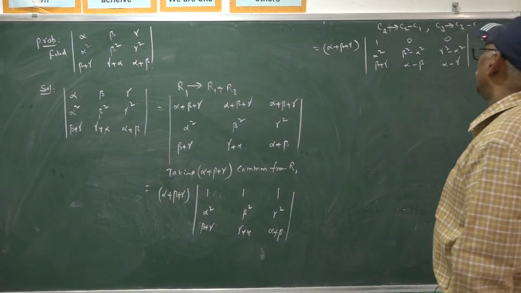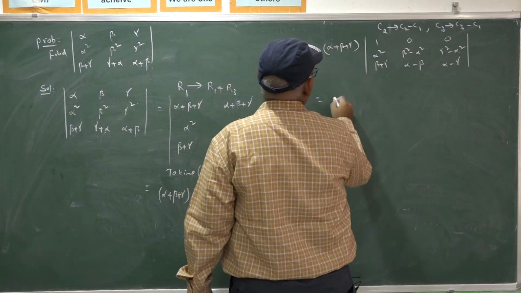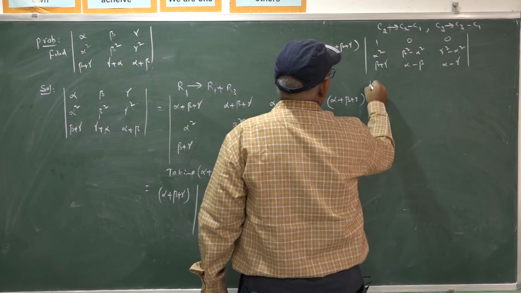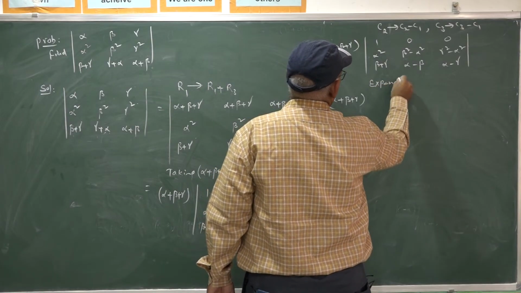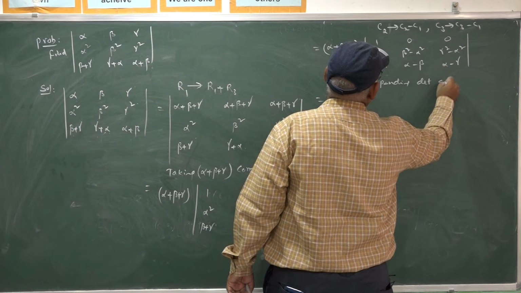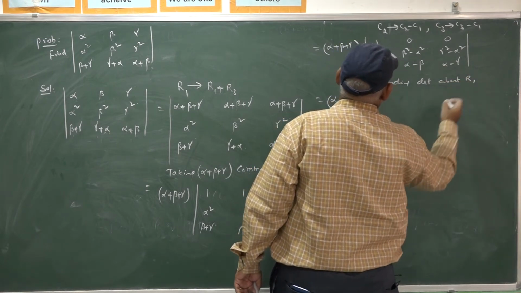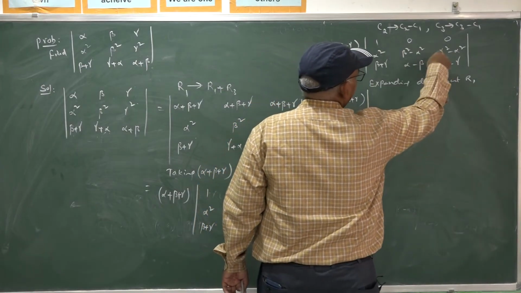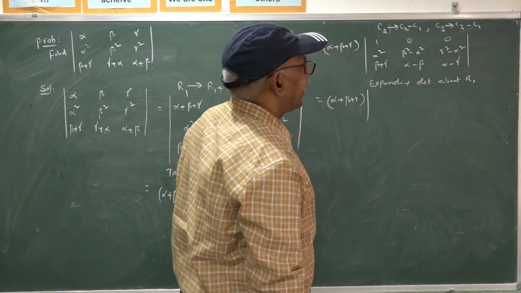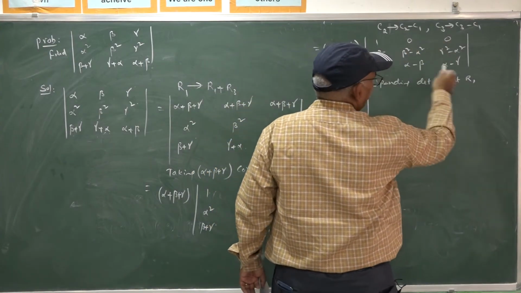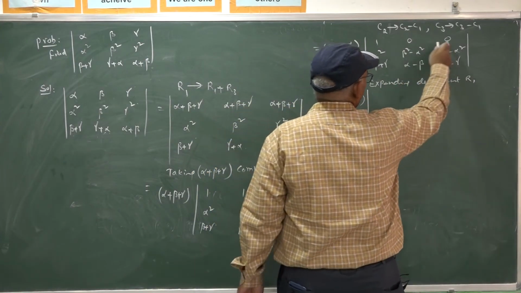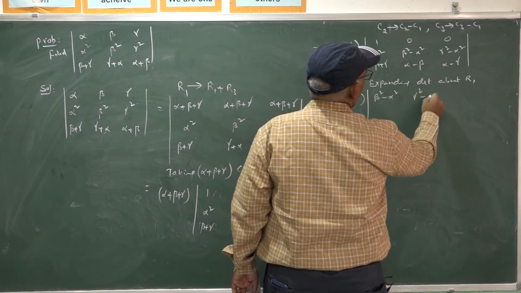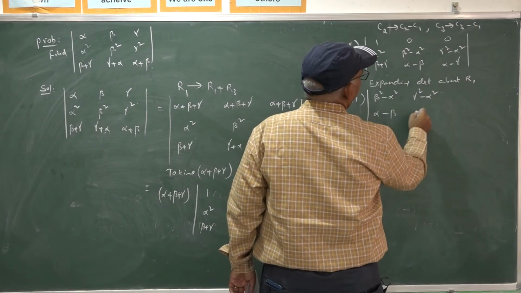Okay. Now, expanding this determinant about first row, about R1, we get alpha plus beta plus gamma into 1 into this determinant of submatrix. The remaining values become zeros because these two elements are zeros. So the 3 by 3 determinant reduces to a 2 by 2 determinant.